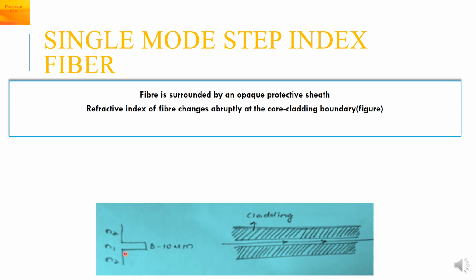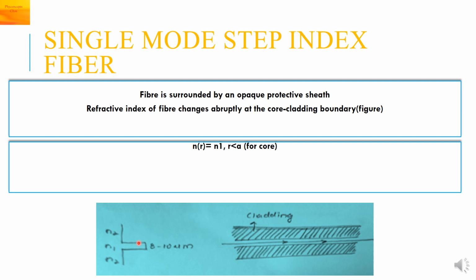So the refractive index of the fiber, you can see from this diagram, changes abruptly at the core cladding interface. Hence it is called a step index. So we can write down N of r, where r is the radius or the distance inside the fiber, and a is the radius of the core. When the distance is less than a, that is within the core, the refractive index is given as N1, and for a distance greater than the radius of the core, that is outside the core, we are talking about the cladding, where the refractive index is N2.